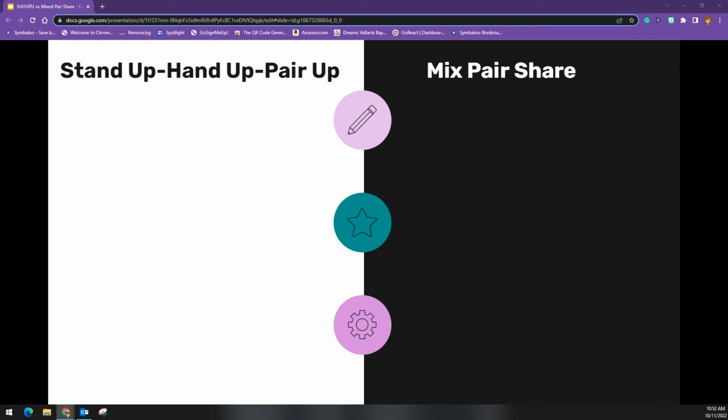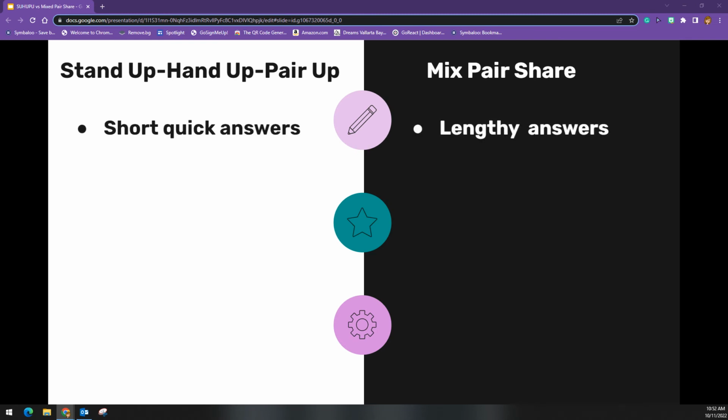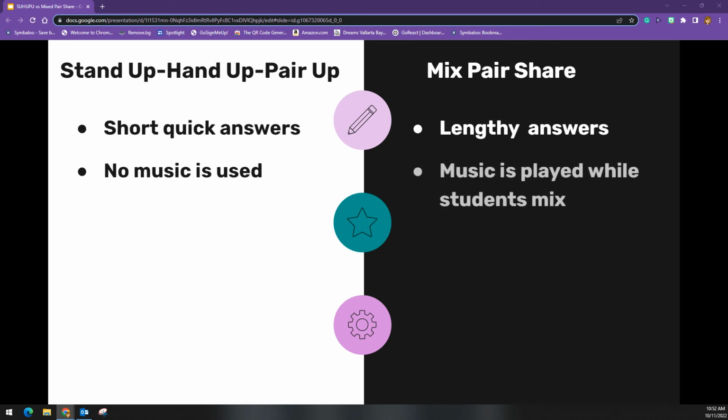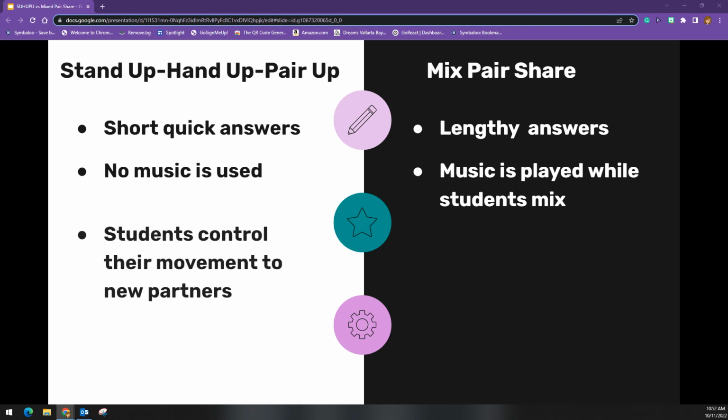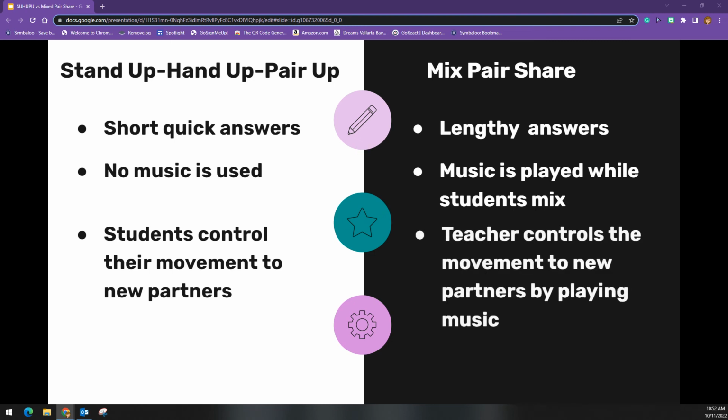By looking at this chart, it easily explains which structure the teacher should use depending upon the outcomes they want for the student interaction. Short, quick answers, stand up, hand up, pair up. Lengthy answers, mix, pair, share. No music, students move from person to person, stand up, hand up, pair up. Music is played while the students mix so that the teacher can control the number of interactions, mix, pair, share. Students control their movement to new partners, again, stand up, hand up, pair up. Teacher controls the movement to new partners by playing music, again, mix, pair, share.